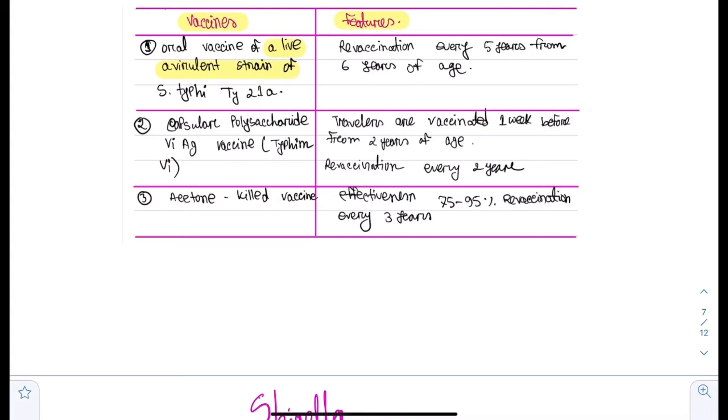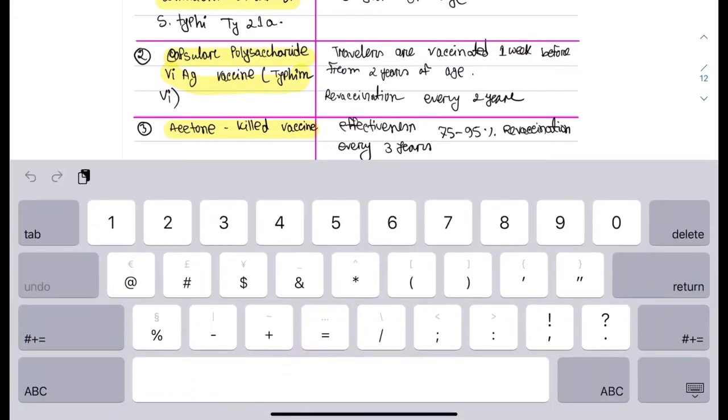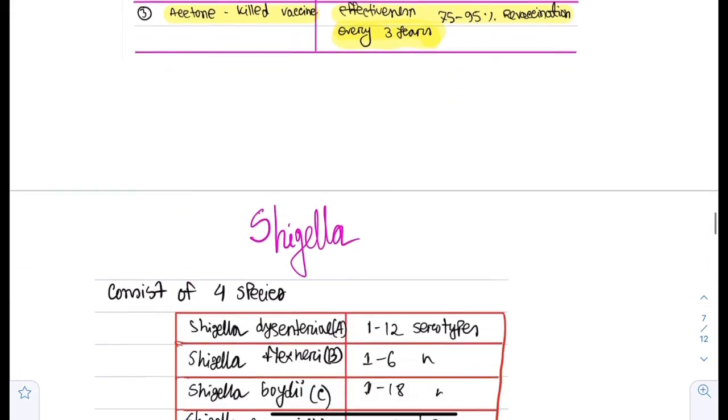And the second vaccine is the capsular polysaccharide vaccine, and also the acetone killed vaccine. And yeah, this has the most effectiveness. I'm sorry for the typo. Okay, let's get back to the discussion again. What I was saying is that the acetone killed vaccine has the most effectiveness, like 75 to 95%, and every 3 years you need to revaccinate yourself if you're getting affected again and again, so you need to be more careful.